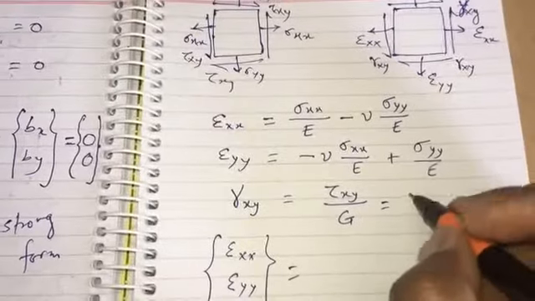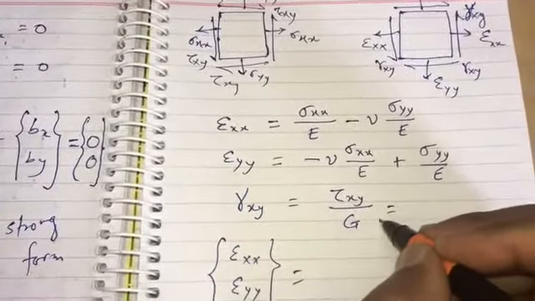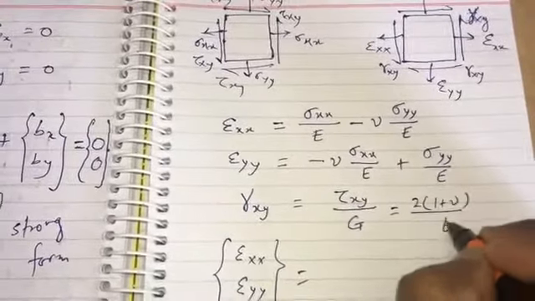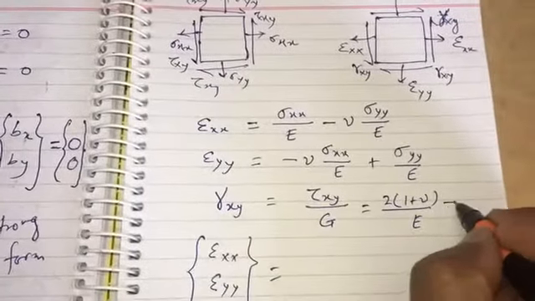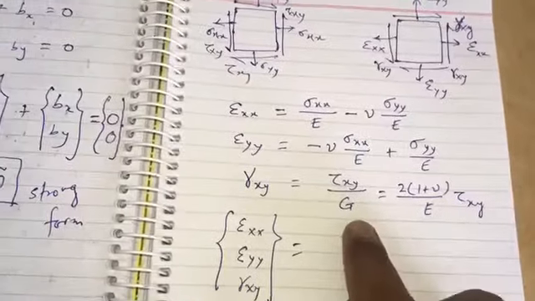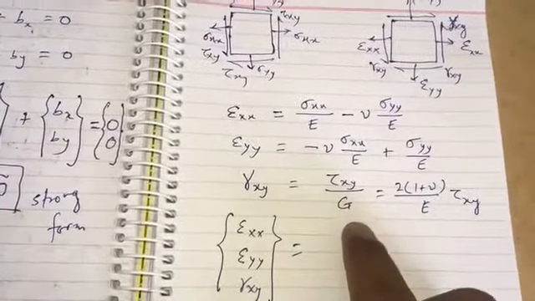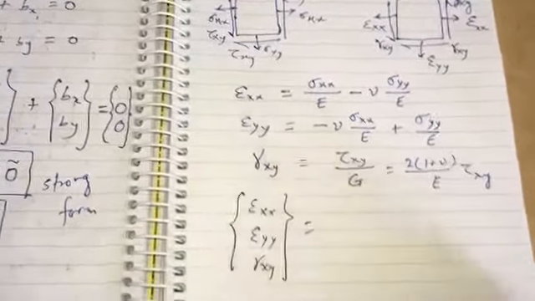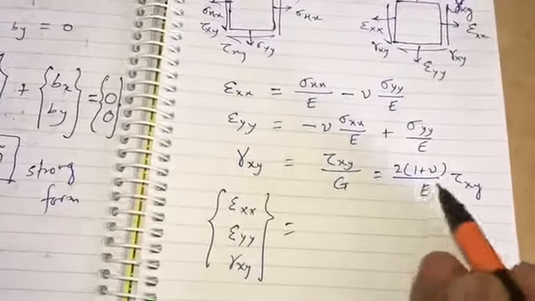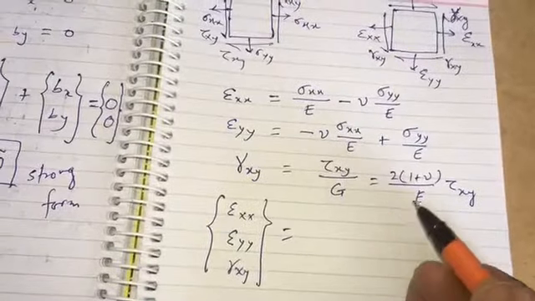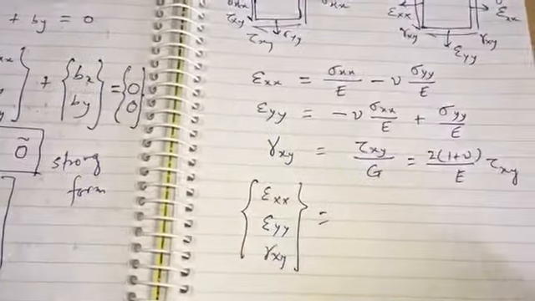So we can write here this will be gamma equal to 2 times 1 plus nu over E and then tau xy. Okay, so that we don't have to write it in terms of G, which can be determined from E and nu. Again, all these things you have already studied in solid mechanics or strength of materials class. So we are just repeating it here.